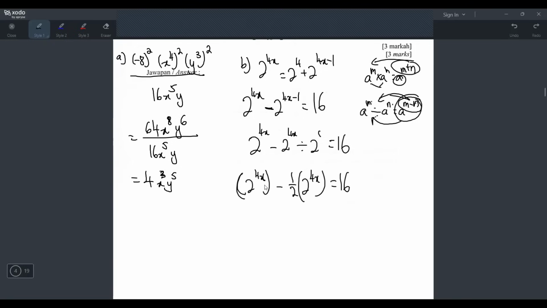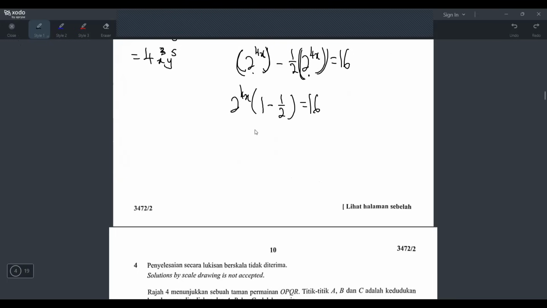And if you look now, what you wrote in the bracket, they are the same thing, right? Can you see they are the same? 2 power 4x, 2 power 4x. And if they are the same, what can we do? We can factorize. We can take out the 2 power 4x from these two terms. When we take out 2 power 4x, what's left here? 1. When we take out means divide. So 2 power 4x divided by 2 power 4x is 1. And then minus the 1 over 2 I have to write inside. The 2 power 4x no need to write already, because I already took it out. Equals to 16. And now you are left with 1 minus 1 over 2, which is also 1 over 2, bracket 2 power 4x equals 16.